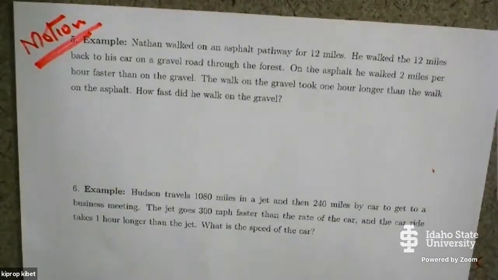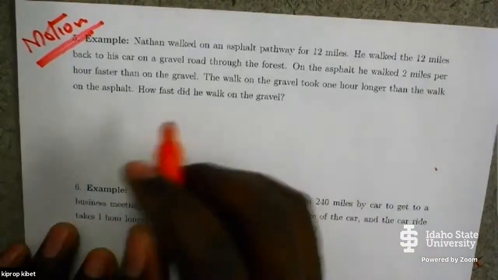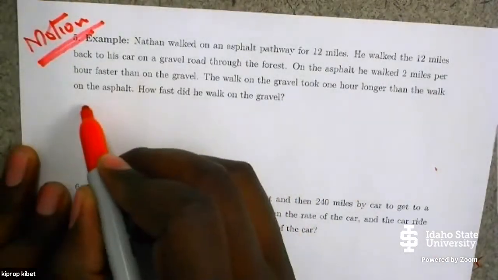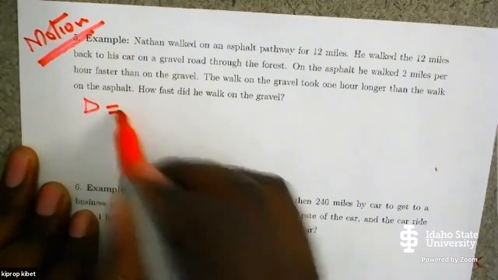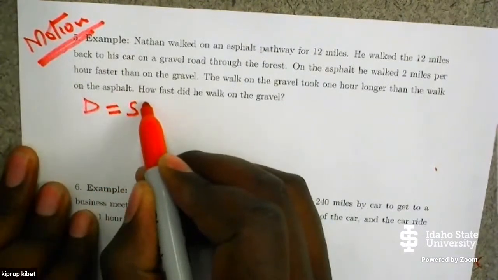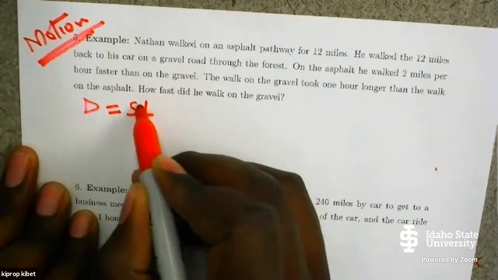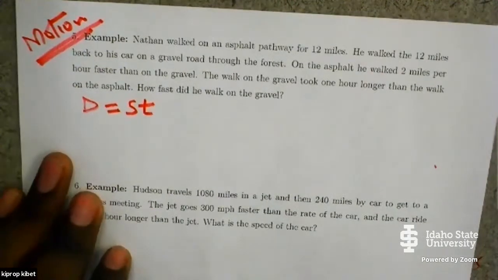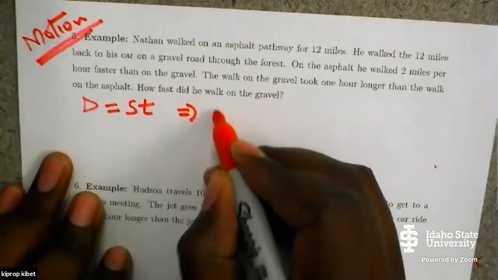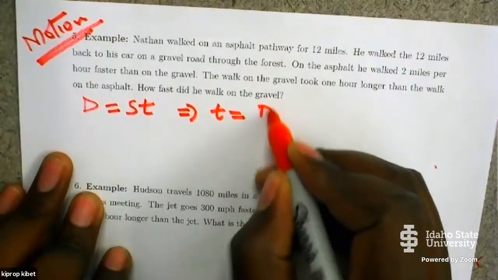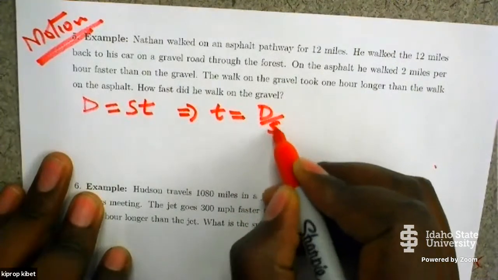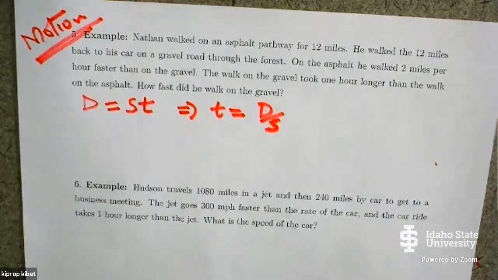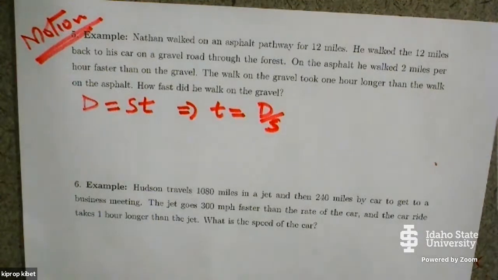Okay, so this is motion. If we still remember, distance equals speed times time. Time is the same as distance over speed. So time is equal to distance over speed.